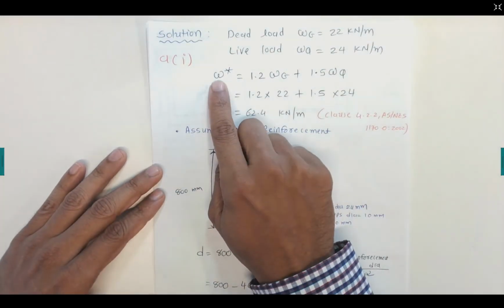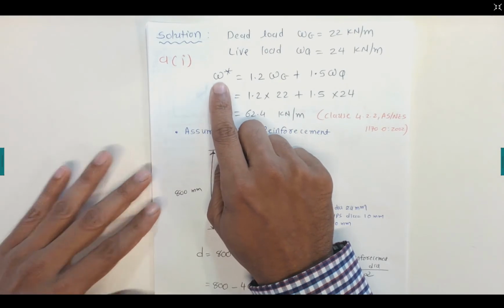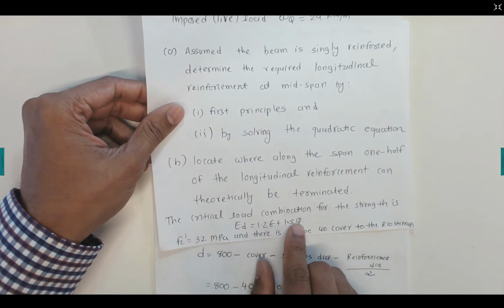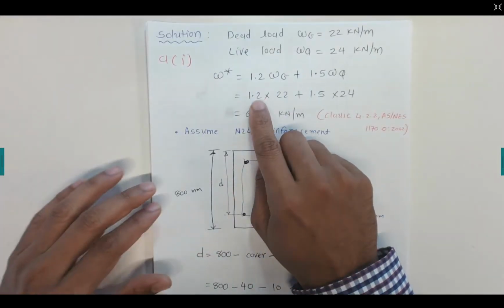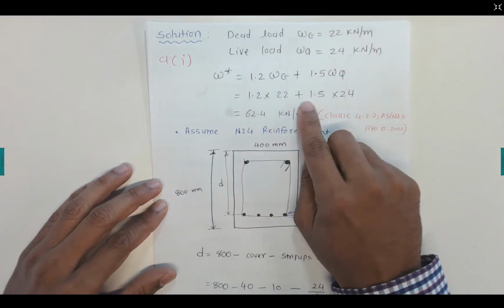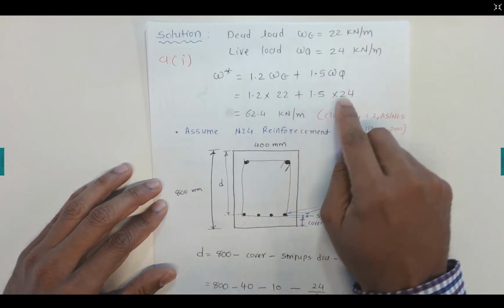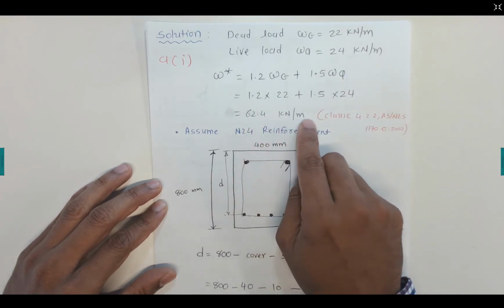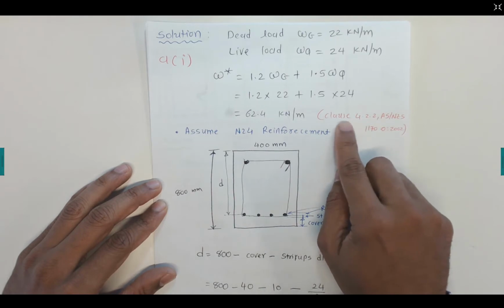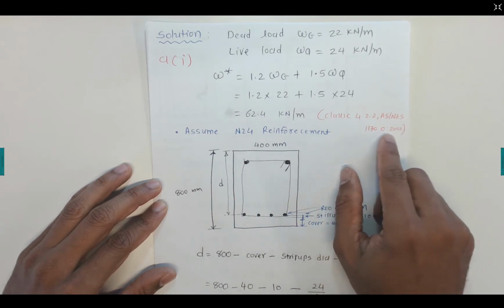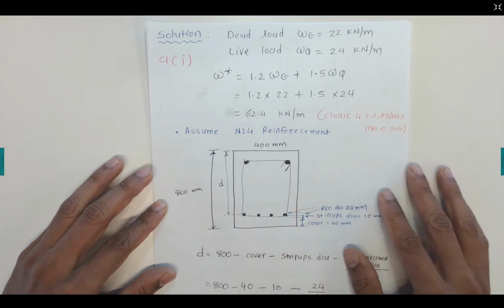The calculation for the total design load W star is 1.2 G plus 1.5 Q. So that is 1.2 times 20 plus 1.5 times 24, which gives us 62.4 kilonewton per meter. This equation is also given in AS 3600 2002.